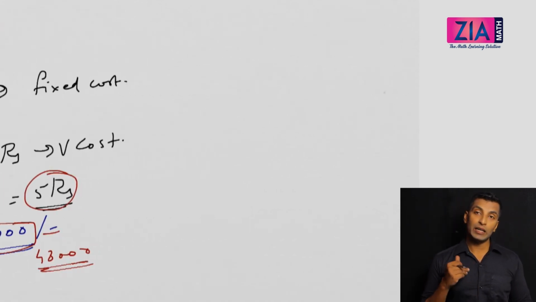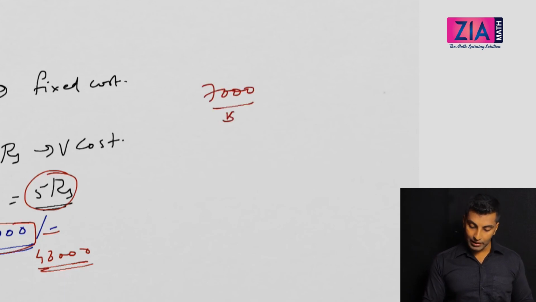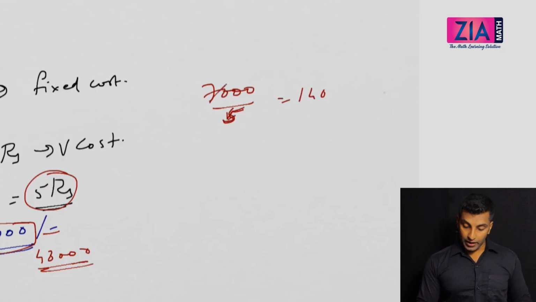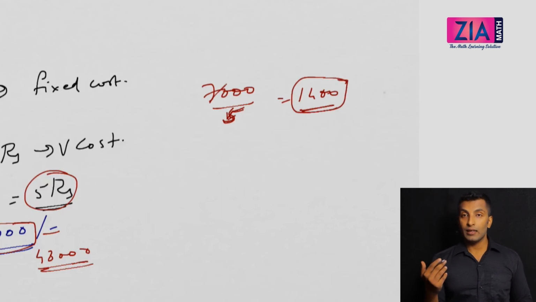Now how many items do you need to sell to recover the 7,000? So 7,000, that is the fixed cost, divided by the margin, that is 5. So what do you get? You get 1400, right? So 1400 items you need to sell so that you will recover the fixed cost. That means whatever you sell after 1400 is your profit. Now if you are selling below 1400, that's your loss.